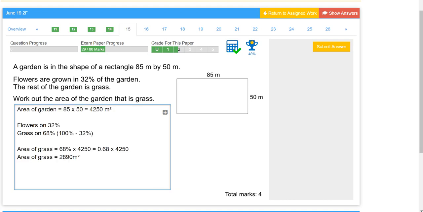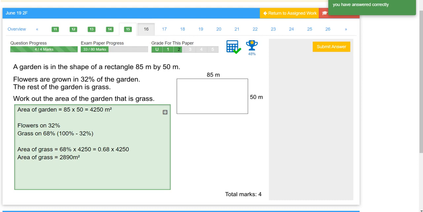So here I've written out the area of my garden is the base times the height. So 85 times 550 gives me this value here. Stick my units in. Flowers, I'm told, are in 32% of that garden. Well, I can work out 100% minus 32% tells me that grass must be 68% of the garden. So therefore, I'm going to work out 68% of that, which is 0.68 times 4250, which is 2890 meters squared. And do remember your units.